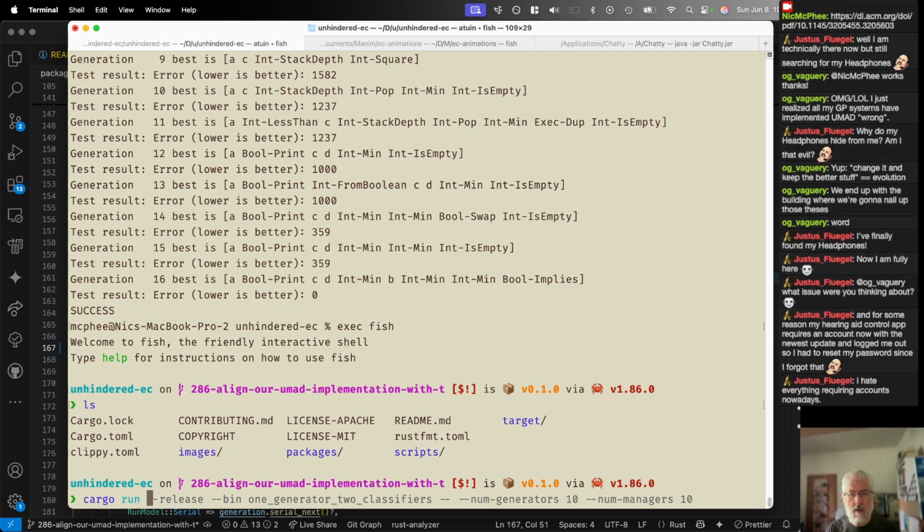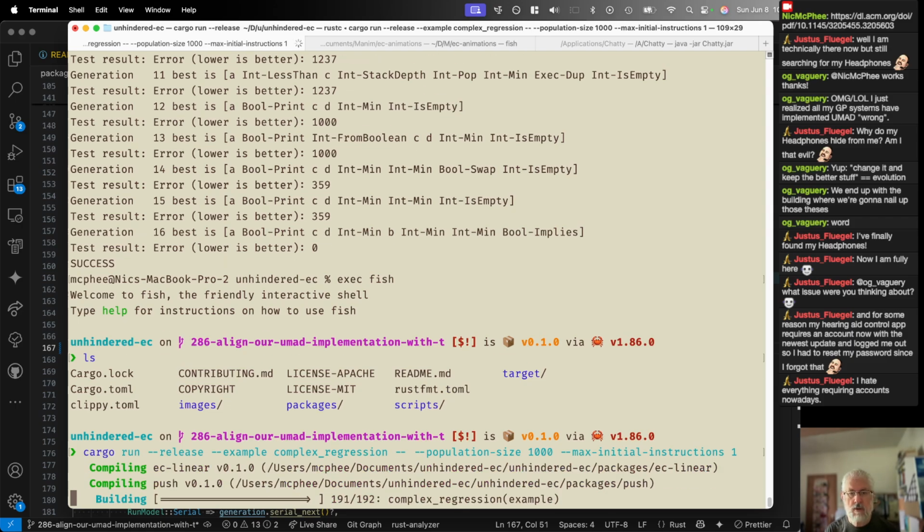Cargo run --release --example complex_regression. Very good. And so we'll start with just one instruction and see what happens. Do we still get useful things?